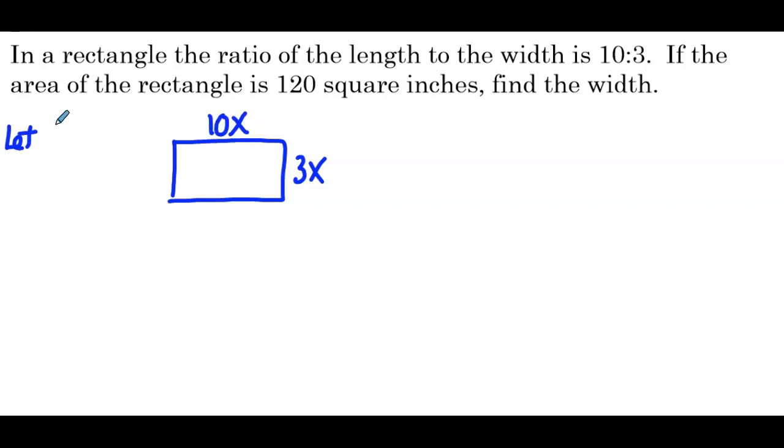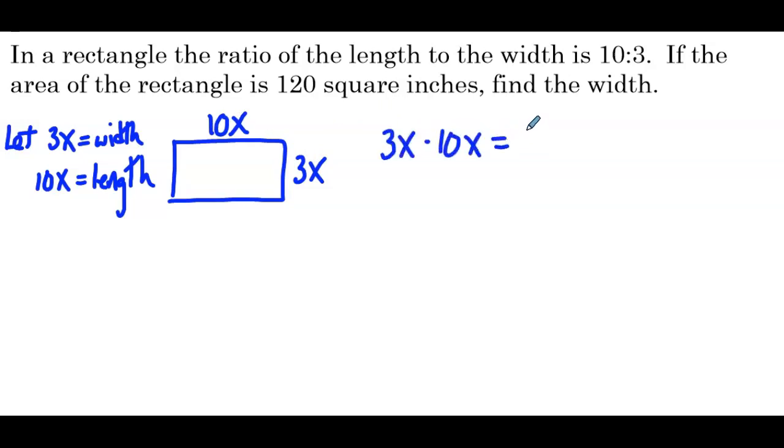Okay, so we'll define our let statement. So let 3x be equal to the width, 10x will be the length. Let's rewrite that, that looks messy. So they've given us the area of 120 square inches. So the product of the length and the width, so we'll go 3x times 10x, that is 120. So simplifying, we'd have 30x squared equals 120.